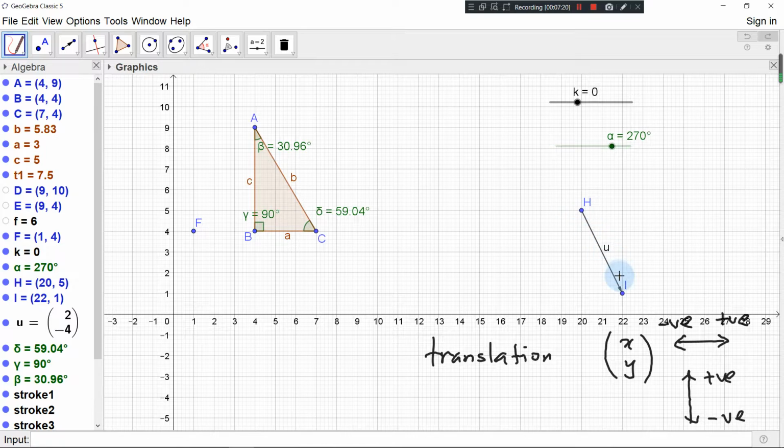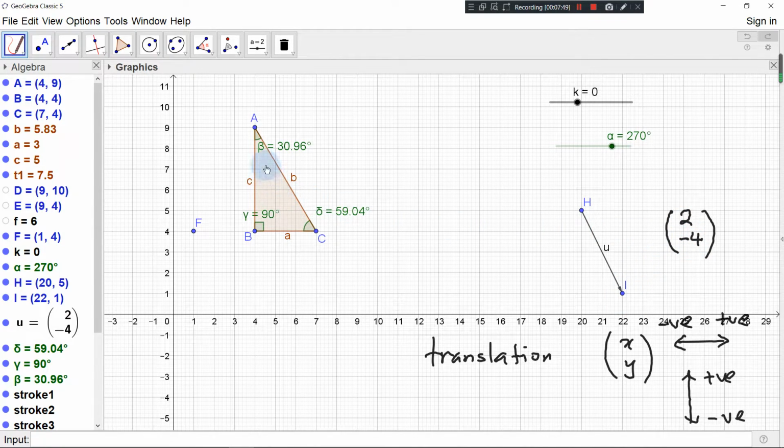Okay, now let's look at this one, H to I. So this is a translation. How many steps to your right? 2 steps, right? And then go down 1, 2, 3, 4 steps. 2 steps to your right, so it will be positive 2. And go down 4 steps, so it will be negative 4. So the translation involved here is (2, -4).